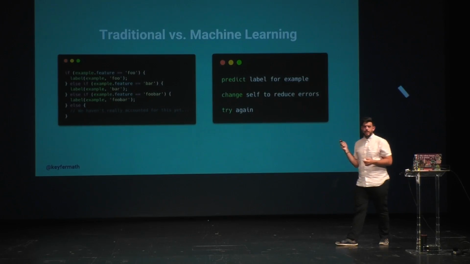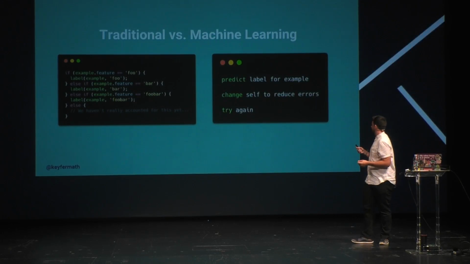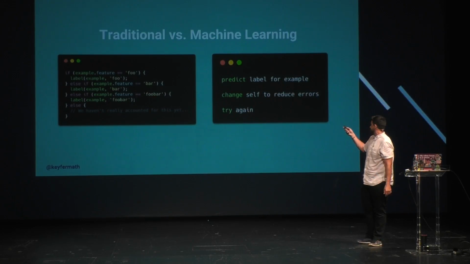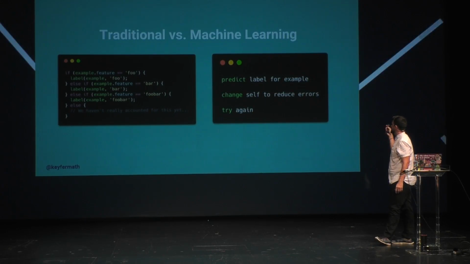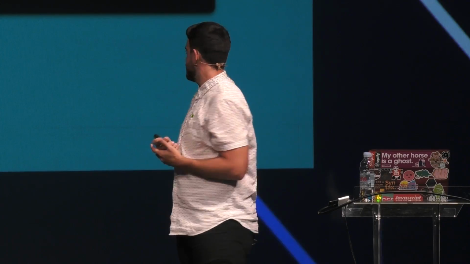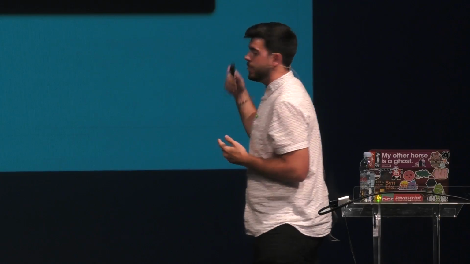Machine learning programming is quite different. This isn't real, there's no language called machine learning and that's how you write it, that'd be too easy. But the idea is that we predict a label for an example. So given an email, we predict the label for it. We change ourselves to reduce the errors or reduce the loss we saw on the previous slide, the difference from the line of best fit. And then we try again. And we repeat that process as much as we can so that our loss gets as small as it can be.